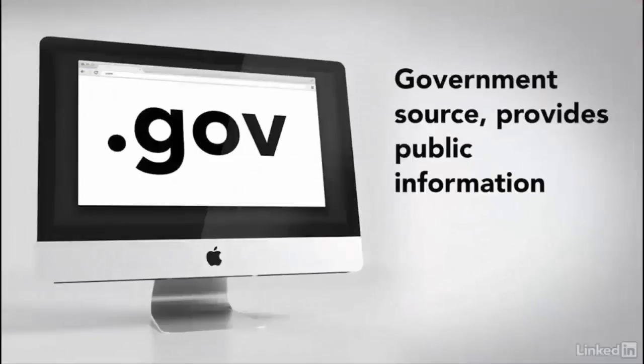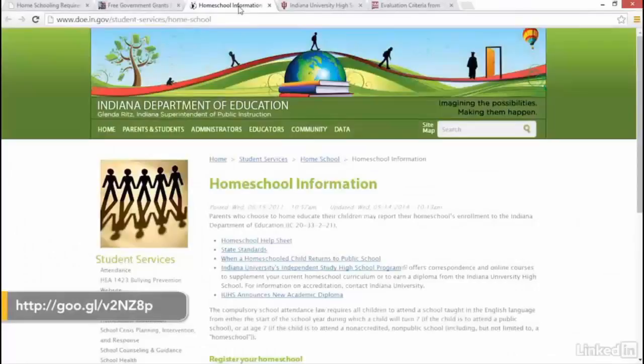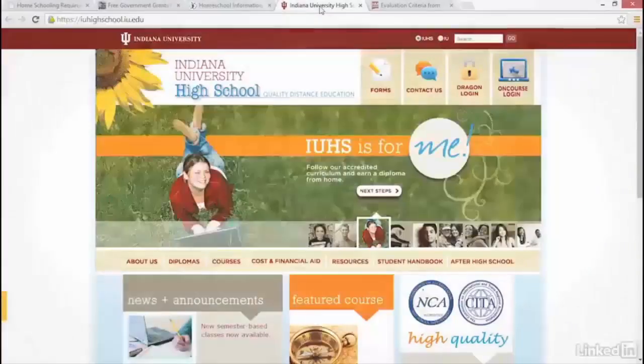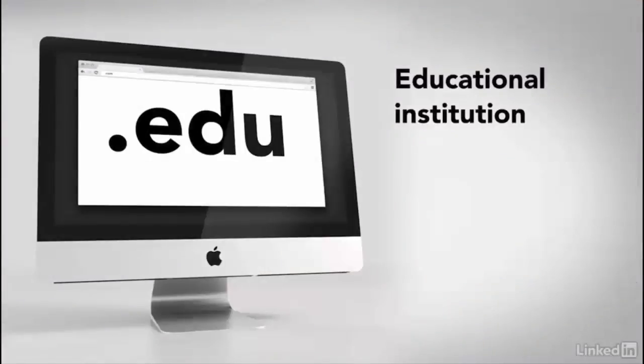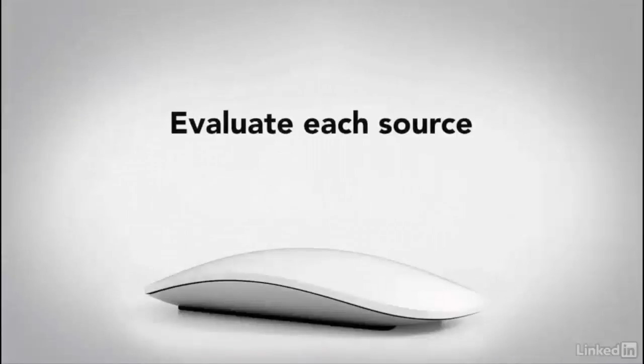.gov is a governmental source that provides public information. This example is an actual government source. And this one identifies that some information is available at Indiana University because the .edu identifies an educational institution. Even though research collected from the .com and .org may be looked at with some skepticism, they may provide some valid sources. Just remember to evaluate each one.